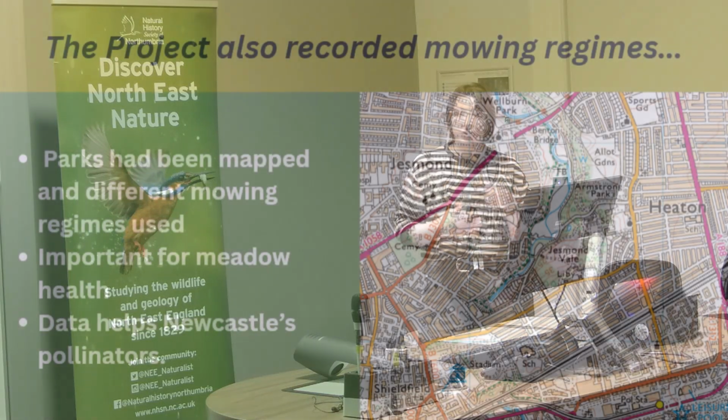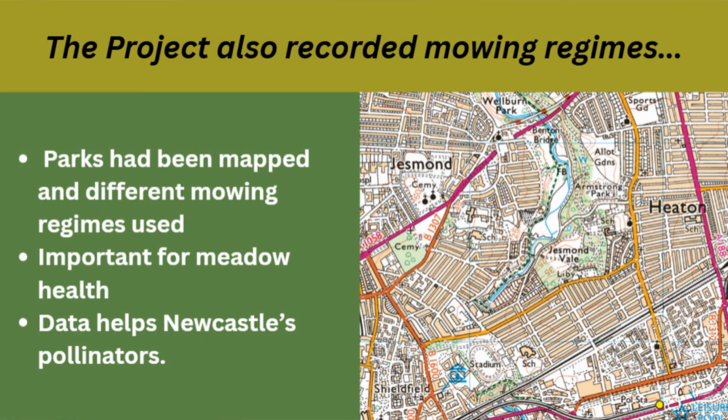This project also wanted to record mowing regimes. This is really important because overmowing can really negatively impact pollinators by reducing the amount of floral resources that are available to them. However, if you mow a few times during the year, say once in spring, once in summer, and once in autumn, it can encourage a more diverse range of flowering species to come up, and it replicates the behaviour of large herbivores that would originally have maintained these wildflower meadows. So having this data is really important because it helps the project figure out ways to help pollinators in the future.